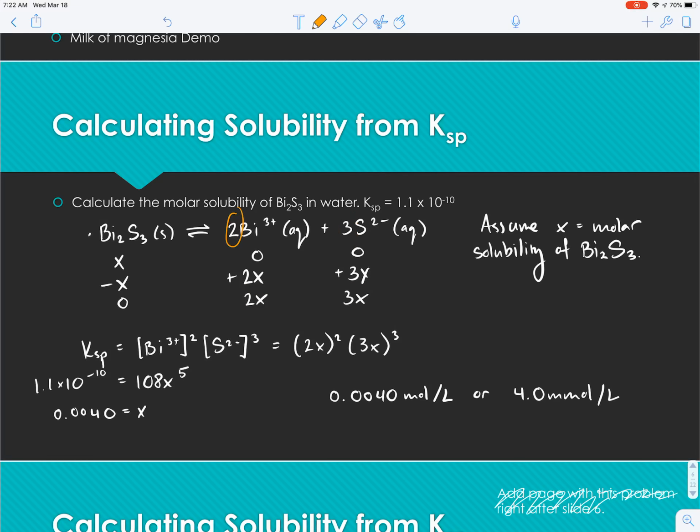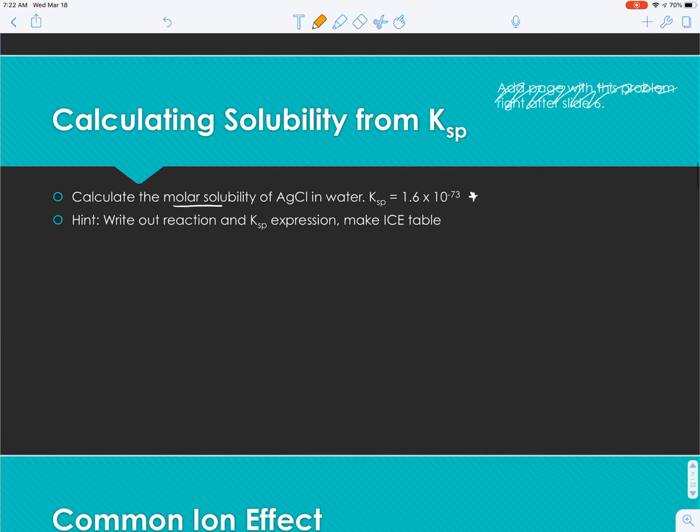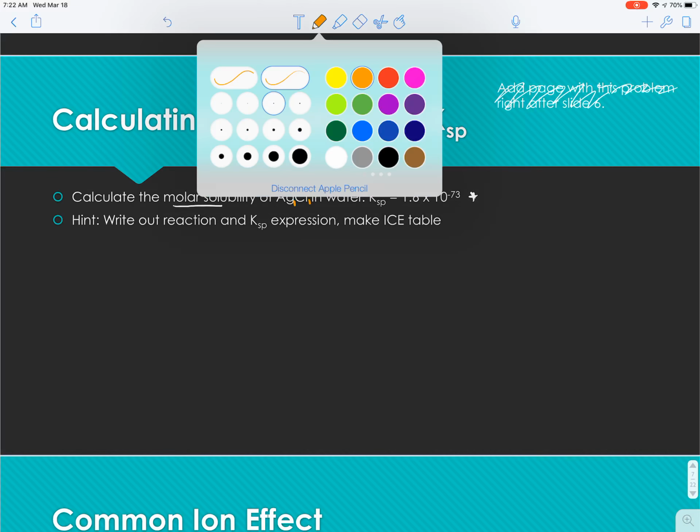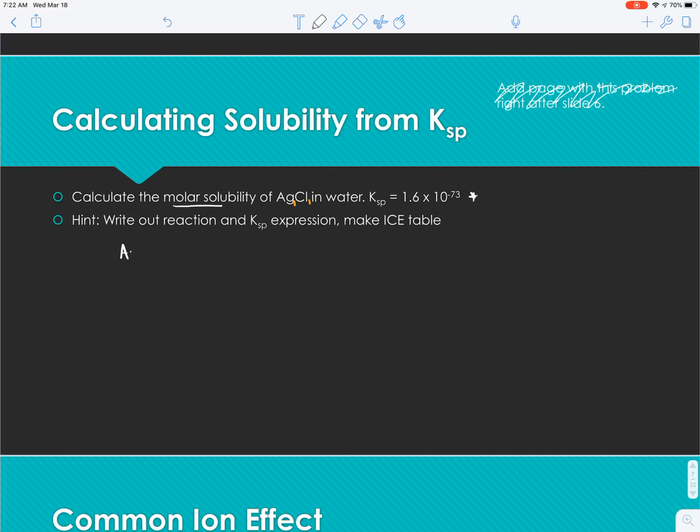But the nice thing about this problem is because there's 1 silver and 1 chlorine in each mole of the substance, the molar solubility will be the same as the concentration of silver, which will be the same as the concentration of chloride. But we'll still go through the steps. So we have this RICE table where we have X moles per liter of AgCl will dissolve into a solution with nothing else in it. So that's when you're talking about molar solubility, you're assuming it's dissolving into plain, pure water.